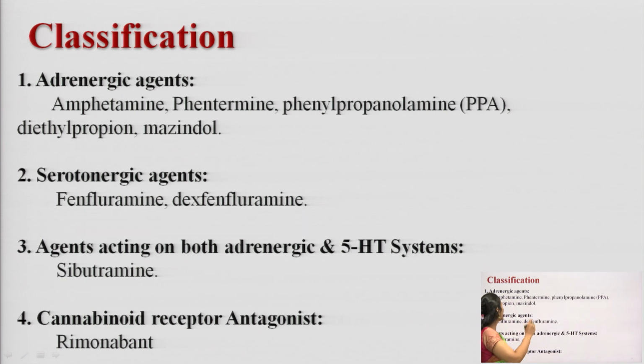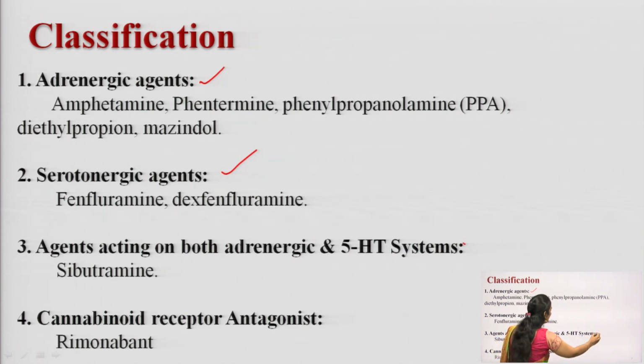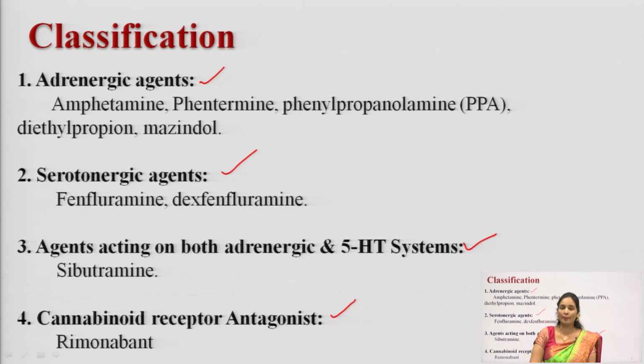If I am talking about these appetite suppressants, what are the drugs that come under here? Adrenergic agents, serotonergic agents, agents acting on both adrenergic and serotonergic systems, and cannabinoid receptor antagonists. This is the classification of appetite suppressants. There are a lot of drugs you can use as appetite suppressants, to treat the excess of food consumption.